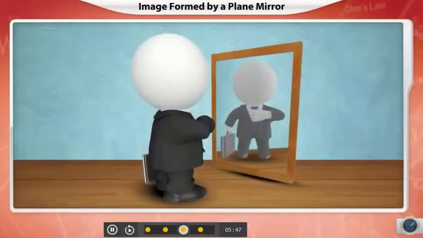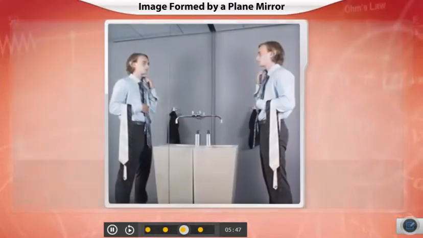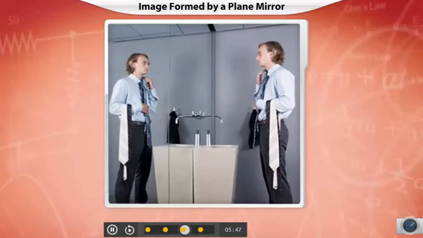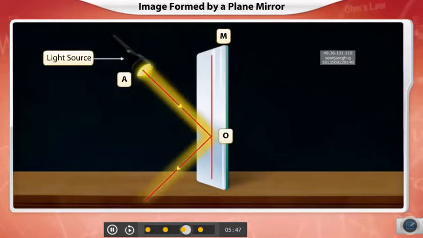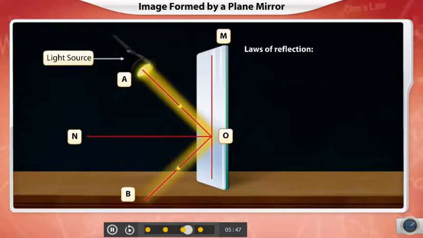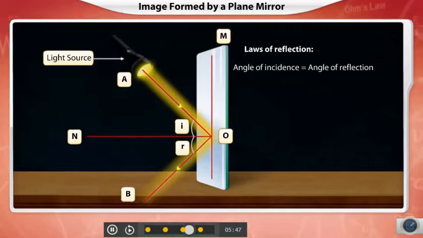We all know that an object placed in front of a mirror will form an image behind the mirror also. Let's now learn about the image formed by a plane mirror. Let's consider a plane mirror M placed vertically. Let a ray of light AO fall on M and reflect along OB. The normal ON can be drawn to the mirror at O. According to the laws of reflection, the angle of incidence AON is equal to the angle of reflection BON.